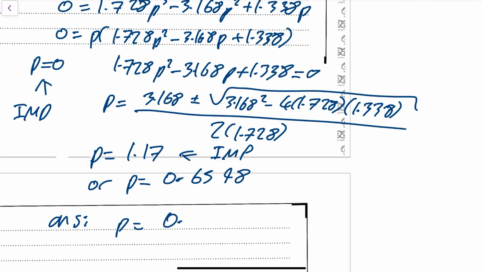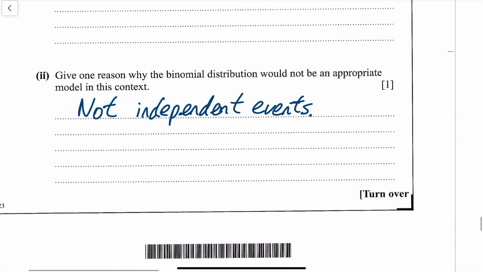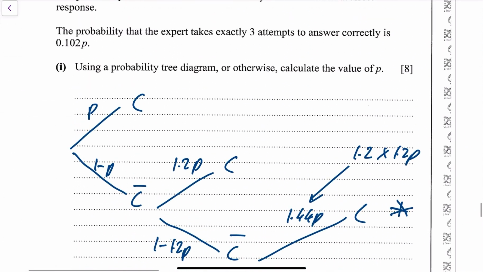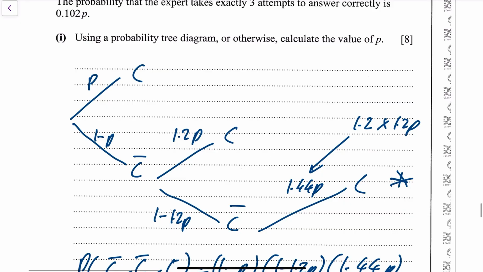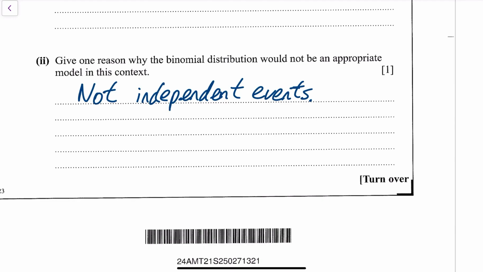So that's going to be 0.660 to 3 sig figs. Now the reason, it says, give a reason why binomial distribution is not appropriate for this model. And if you think about what's happening, it's changing. Those values aren't the same every time, they change. It started off as P for probability of correct and 1.2P. So they're not independent events. So that's the reason why binomial would not be appropriate.